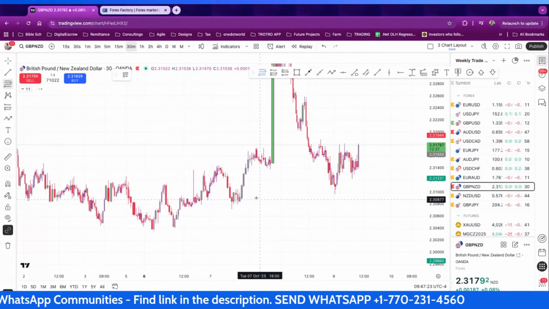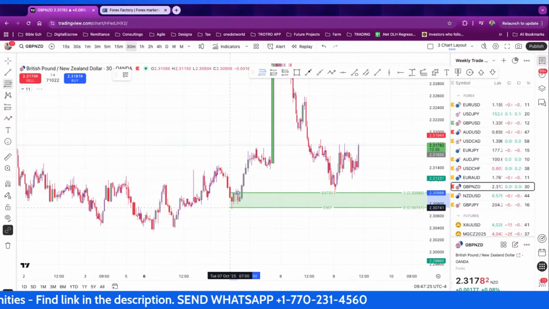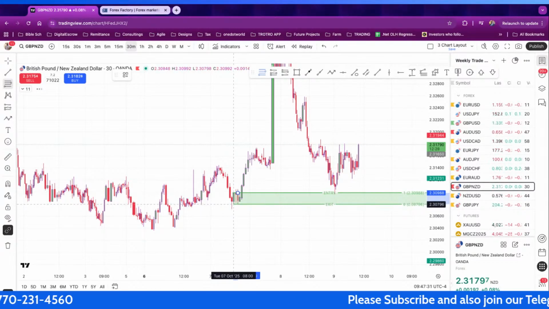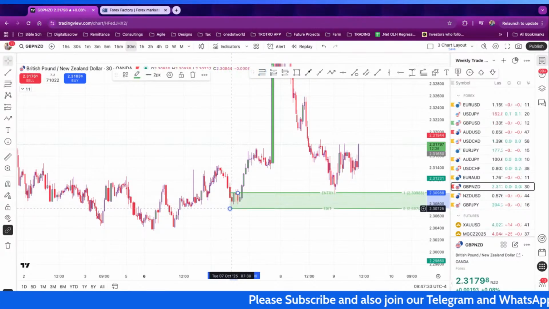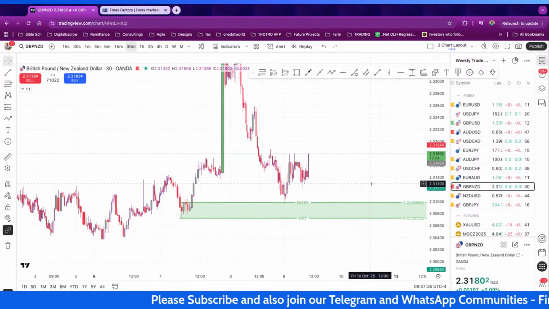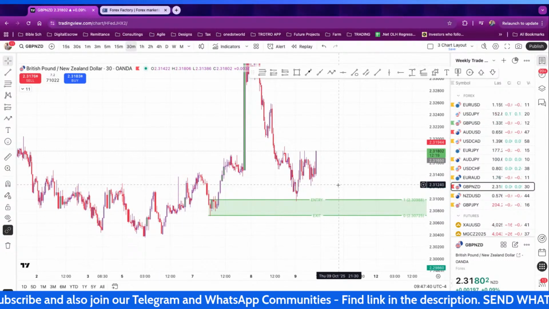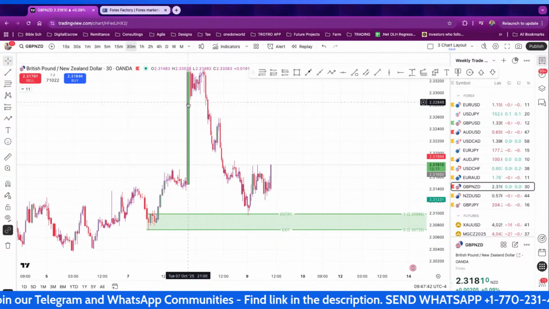This was the zone that was placed on the grid, right? So if you took this over here on the grid, GBP NZD, guys, you can check on the grid what's on the grid. If you took it, it came all the way down.